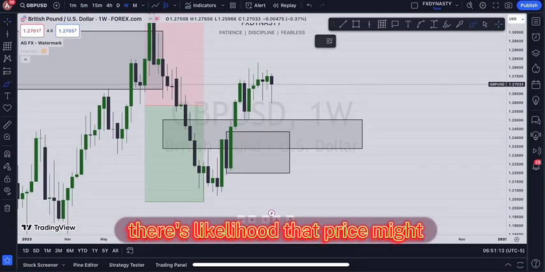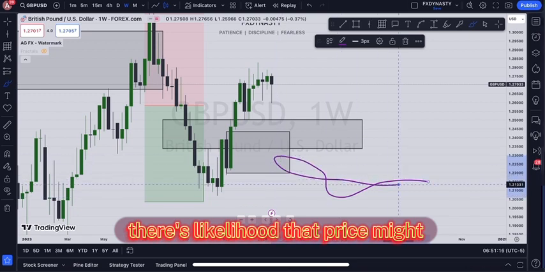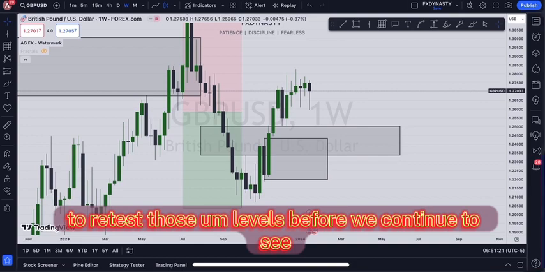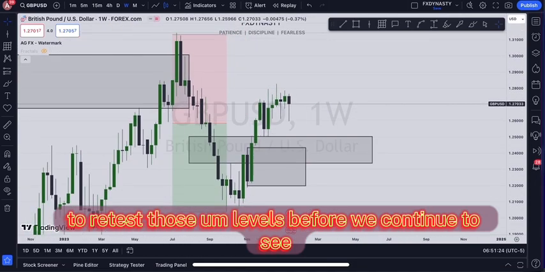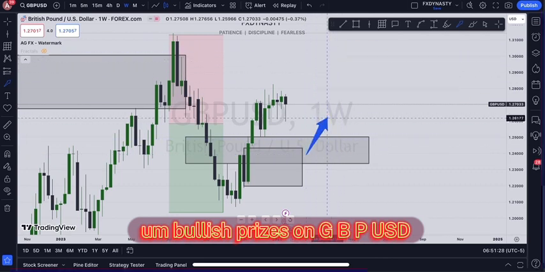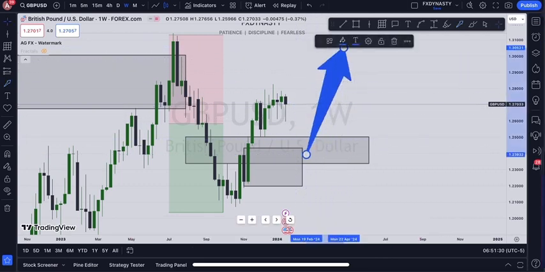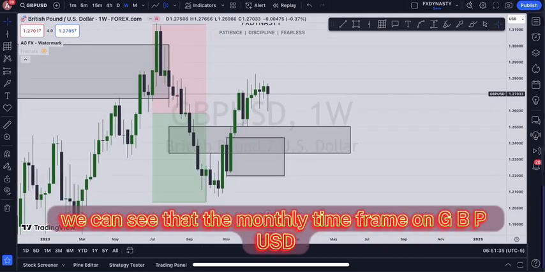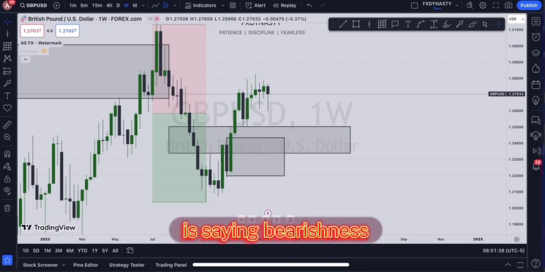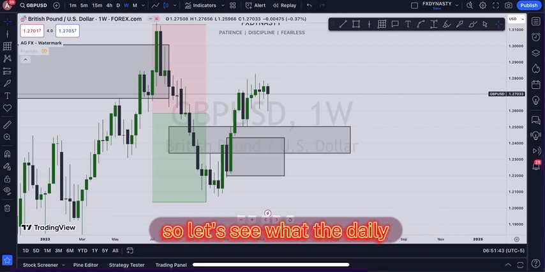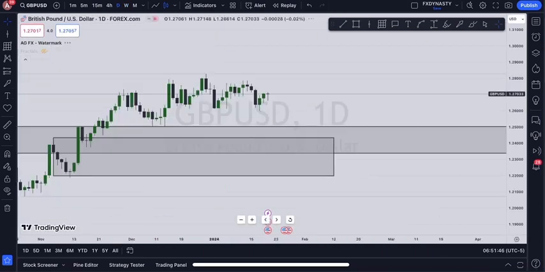There is likelihood that price might retest those levels before we continue to see bullish prices on GBPUSD. So for the meantime, we can see that the monthly time frame on GBPUSD is saying bearishness. The weekly is also saying bearishness. So let's see what the daily candles are doing.